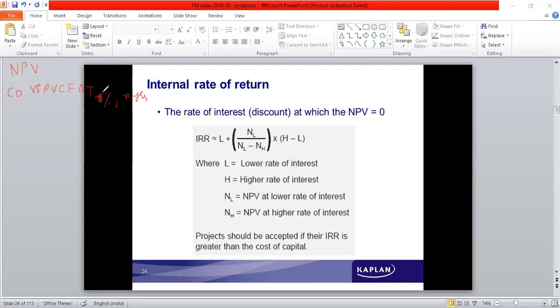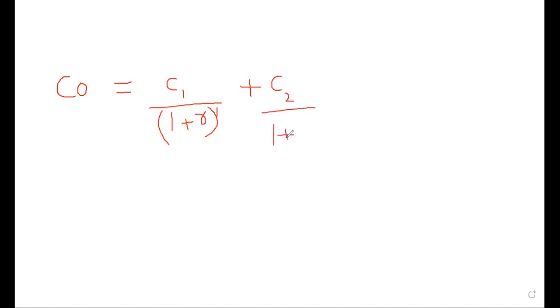IRR, on the other hand, is also comparing both cash outflows and cash inflows. So each cash flow which is earned at the end of a period has to be discounted. Discounting we've looked into: the cash flow at the end of the first year has to be discounted as 1 plus K. K or R, let's take it as R since we are discussing it as R. C1 divided by 1 plus R whole to the power of 1, plus the second year cash flow, C2, divided by 1 plus R whole to the power of 2. So it goes on till the nth year.